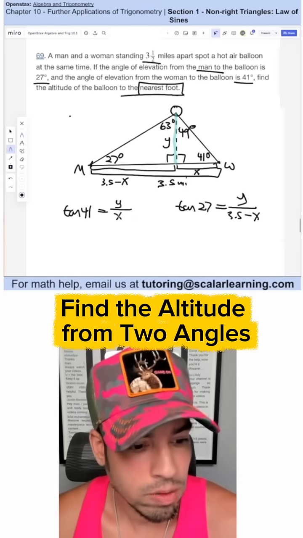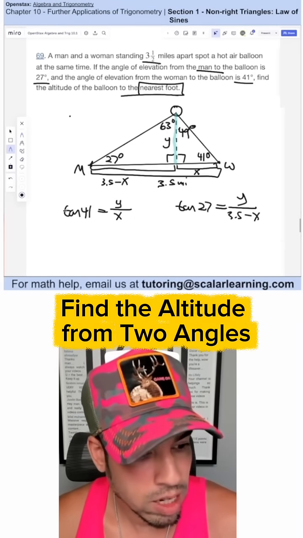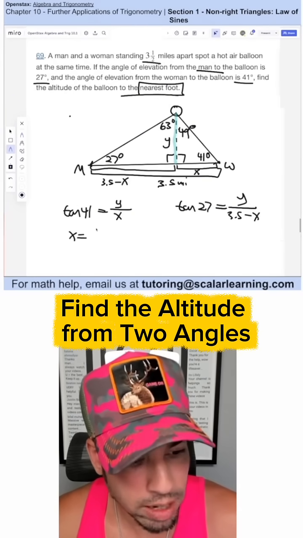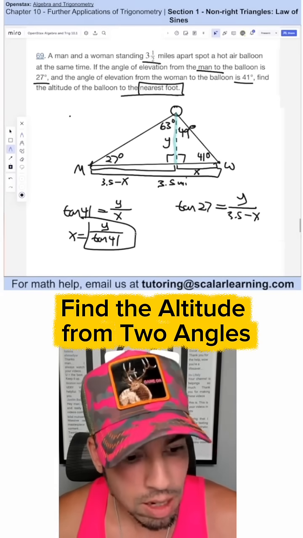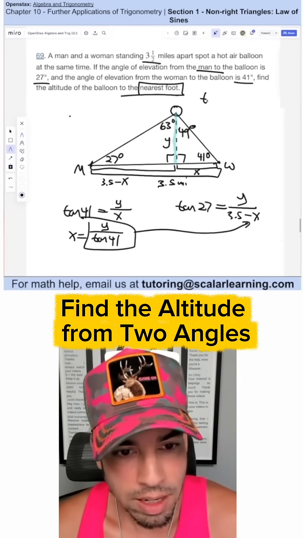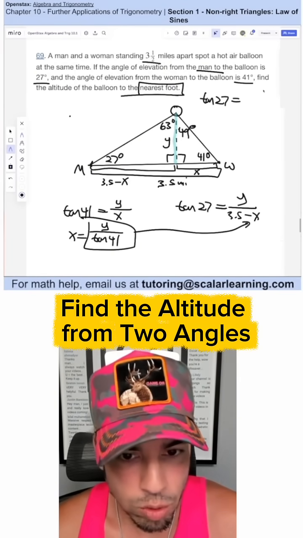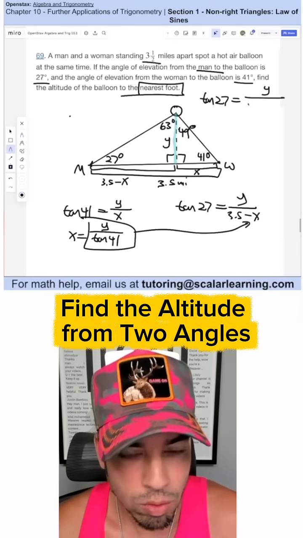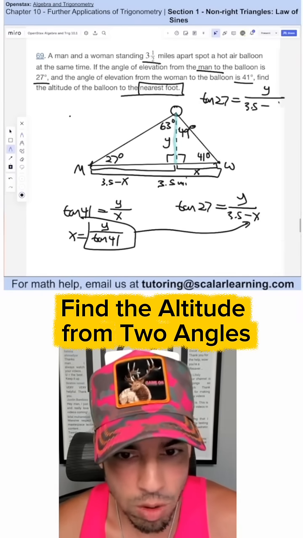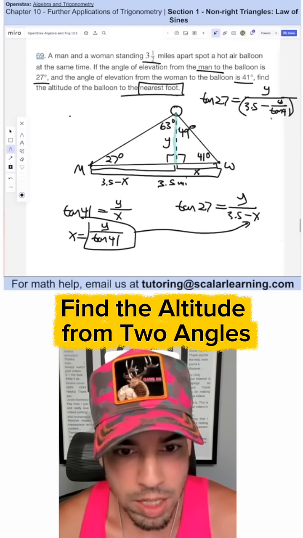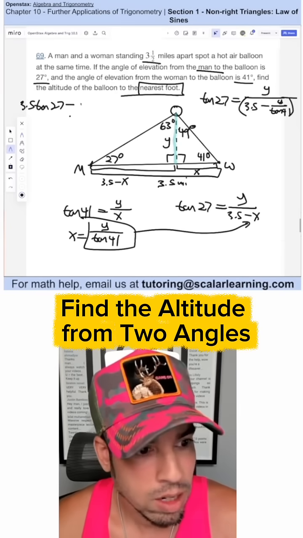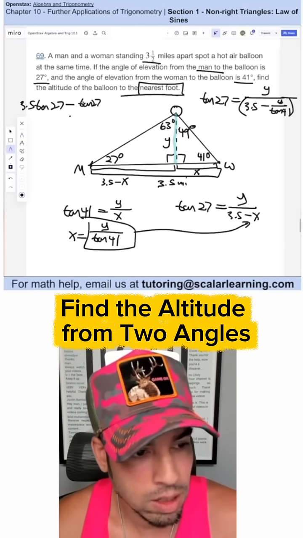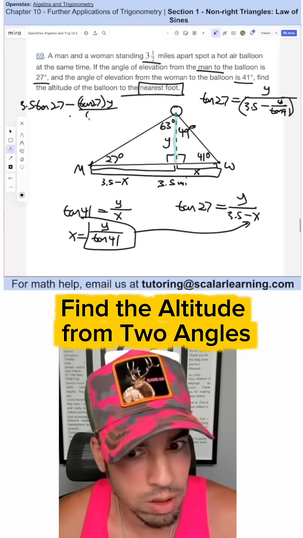So now, to solve, I can use a little bit of substitution. I can multiply both sides by x and then divide by tangent of 41. So x equals y over tangent of 41. And then I can take this and plug it in down here. So I've got tangent of 27 is equal to y over 3.5 minus this entire quantity. Then I'm going to multiply both sides by this denominator here. So we've got tangent of 27 times 3.5 minus, then we're distributing, tangent of 27 times y over tangent of 41. And all of this equals y, okay?